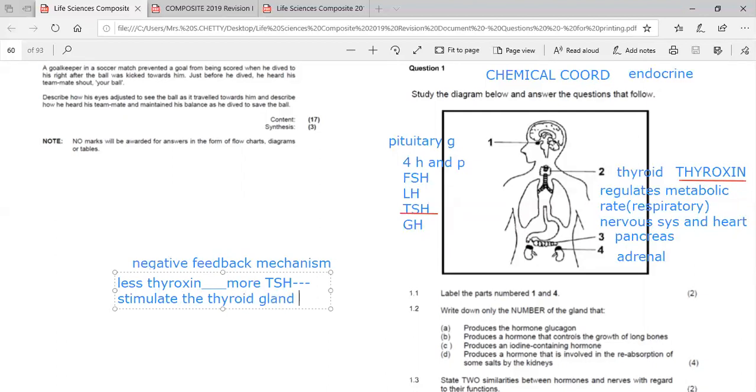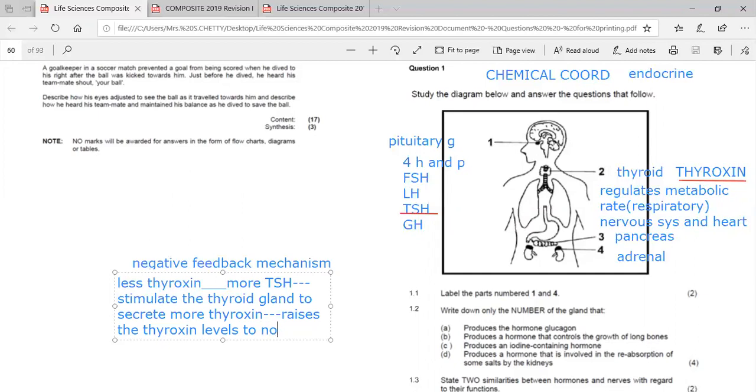This is as fast as I can type. To secrete, you tell me now, more thyroxine, producing the opposite response of what we started. So you started off with less thyroxine. So now you are producing more thyroxine. And when you're producing more thyroxine, what is going to happen? It raises the thyroxine levels to normal. There we go.